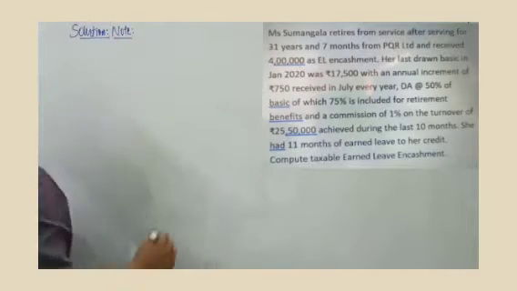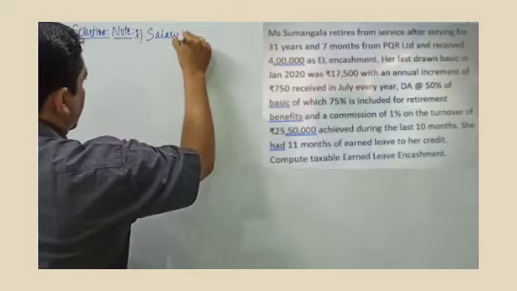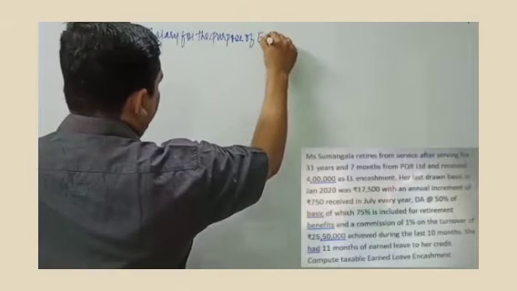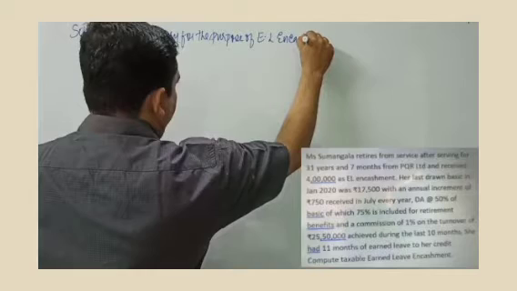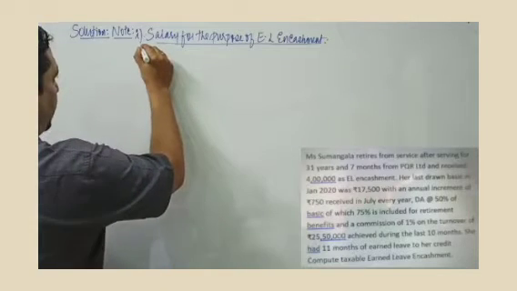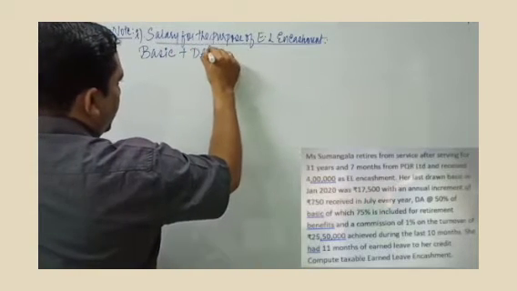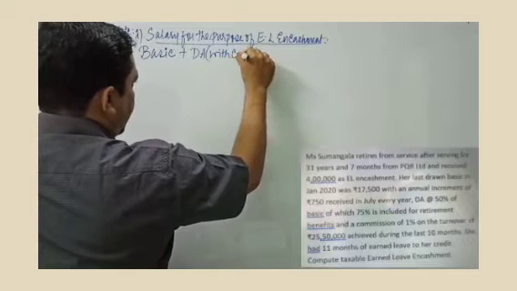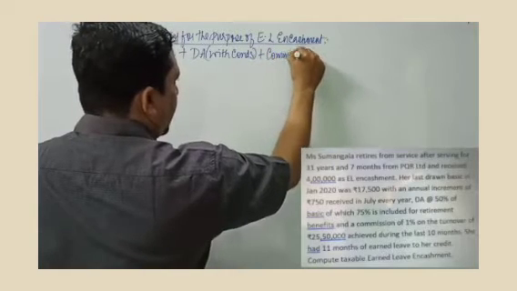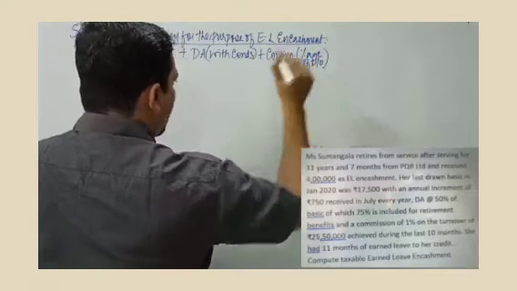I will write note. First one is salary for the purpose of EL encashment. So as we are aware, we are going to take basic. We are going to take DA, that is with conditions, provided conditions are satisfied. And we will take commission. Commission will be given at a fixed percentage of turnover.